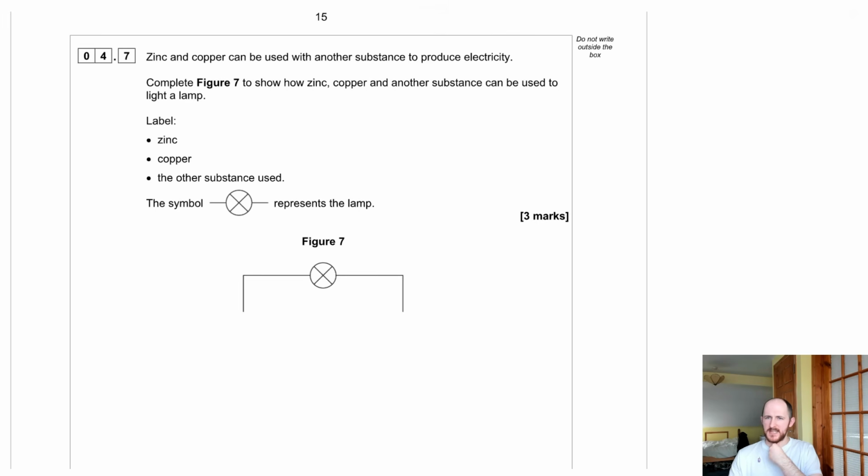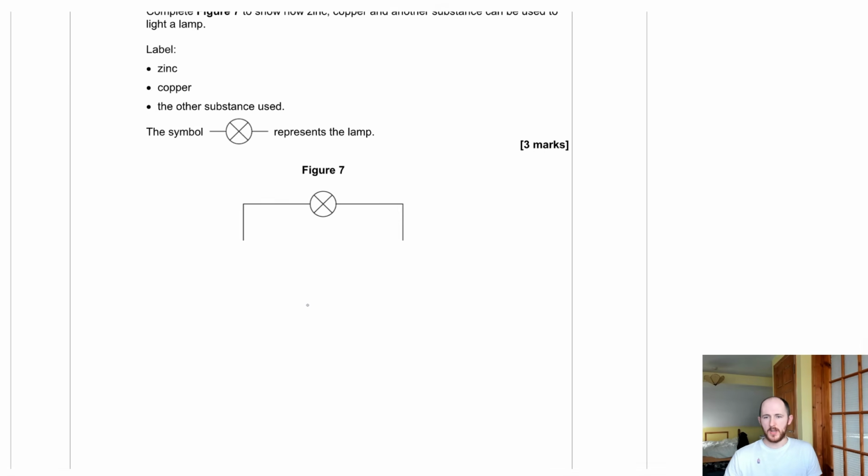Here is a little bit of physics. So zinc and copper can be used with another substance to produce electricity. So complete figure 7 to show how zinc, copper and another substance can be used to light a lamp. So we need to label up everything and make sure we put the actual diagram. Now the actual circuit diagram does not have to be that crazy. So if you'd like, we can just continue these two down. And it kind of looks like electrolysis to an extent.